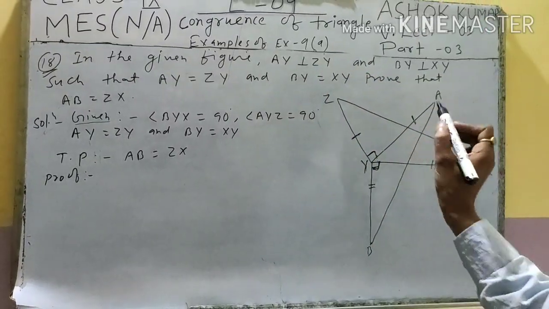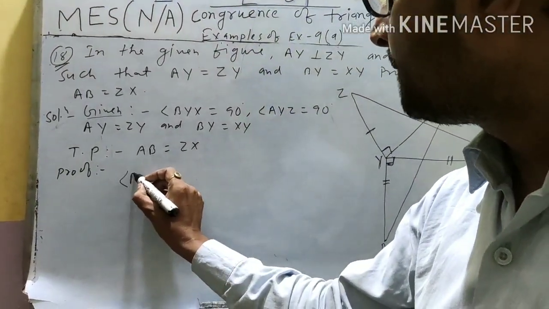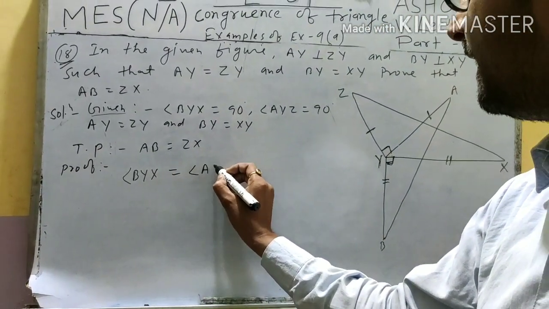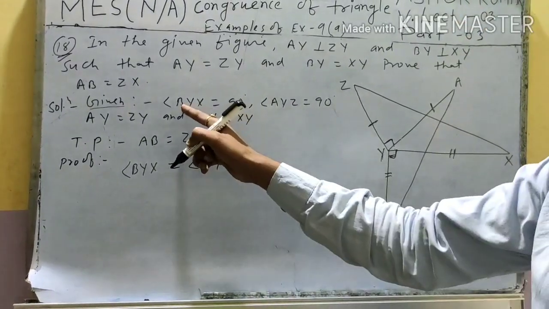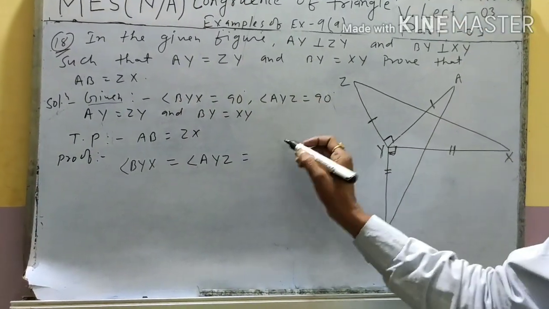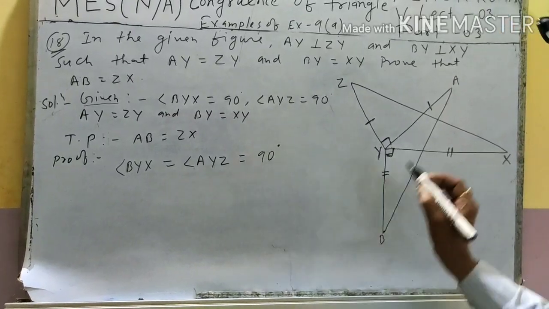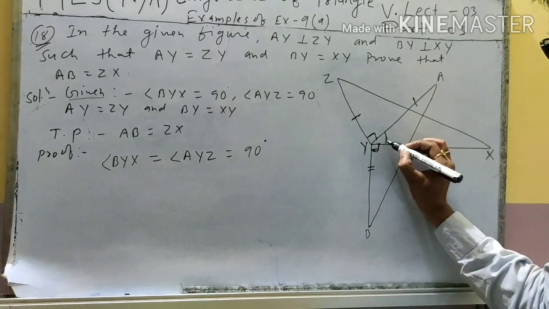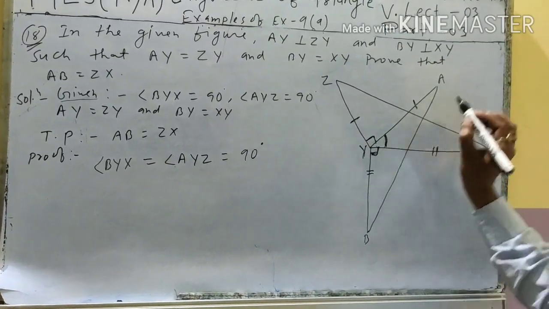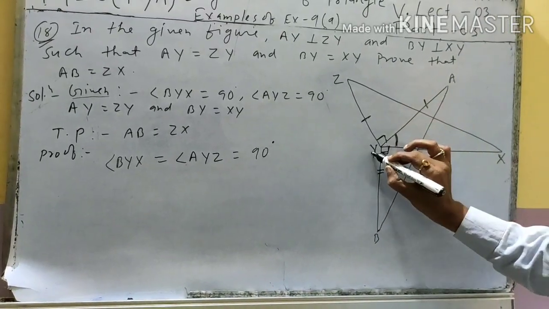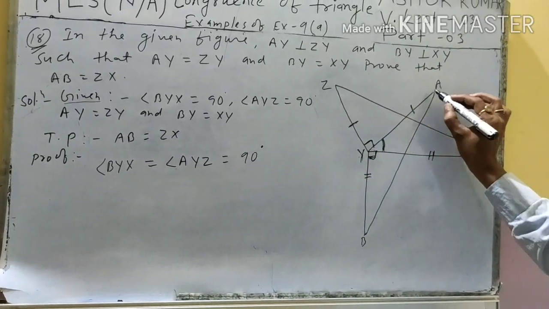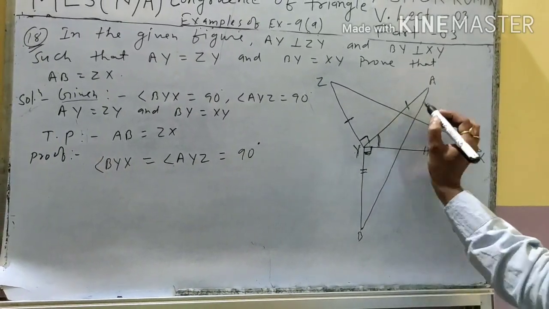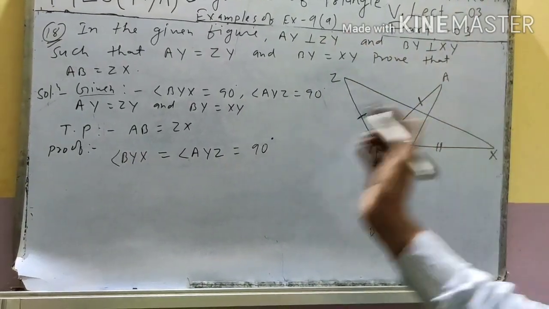Okay student, what information is given here? Angle BYX is equal to angle AYZ. Look here, angle BYX is equal to angle AYZ is equal to 90 degrees. Here, student, this angle is AYX. AYX is this angle. So we are adding AYX to both sides.